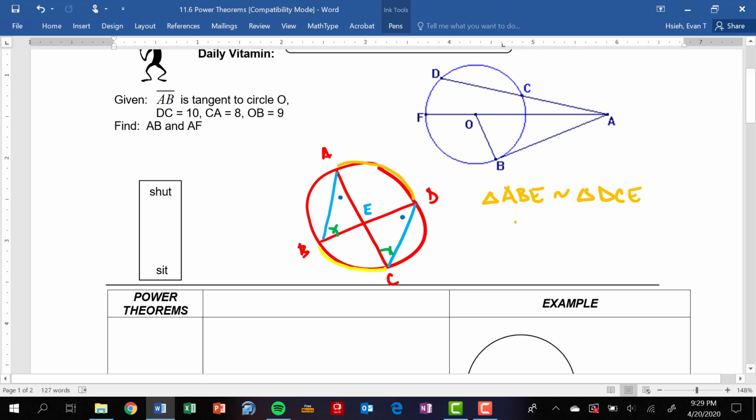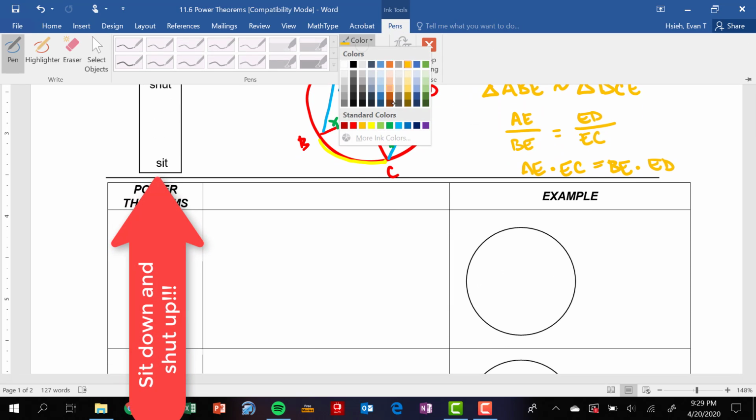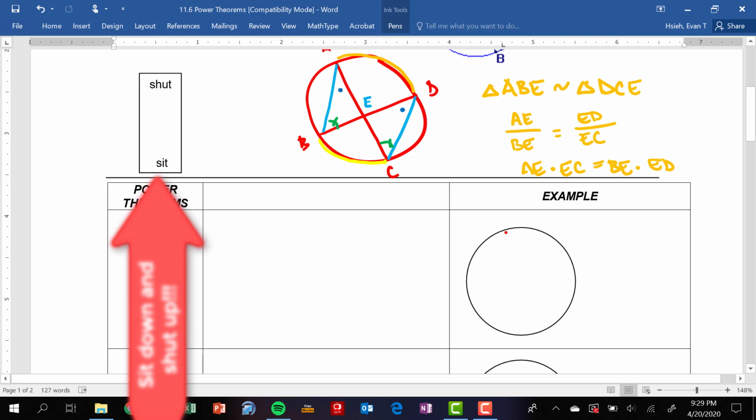And so I can write a proportion based off of that as AE is to BE, as ED is to EC. Do a little cross multiplying here, and I can see that it's AE times EC equals BE times ED. And so that is the general pattern for the first power theorem. The first power theorem is a chord-chord power theorem.